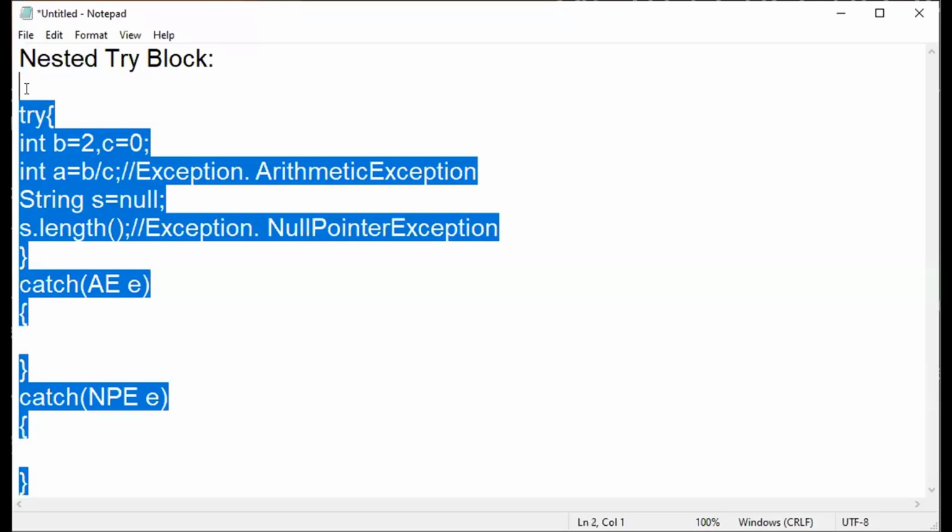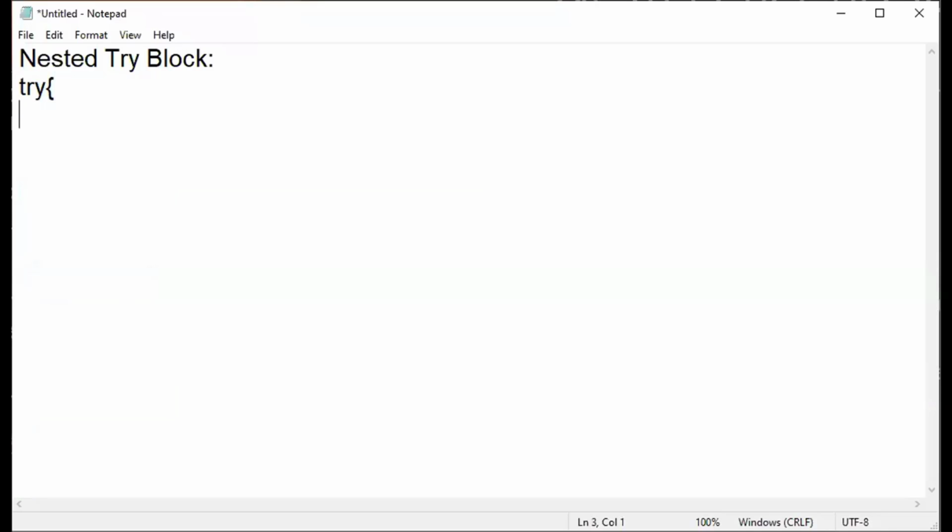Say for example, you have nested try statements written something like this. This is one try block. Within this particular try, you have one more try. Within this one, you have one more try. And within this one, you have written one more try block. Now, with respect to all these try blocks, there will be catch blocks written. Correct? For this particular try, there will be a catch block written somewhere here. For this try, there will be a catch block, for this try, one catch block, and for this try, one more catch block will be written.